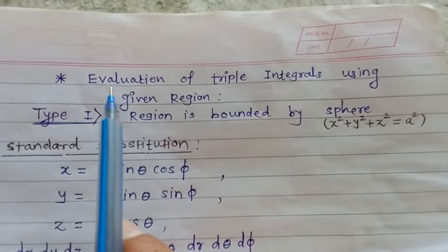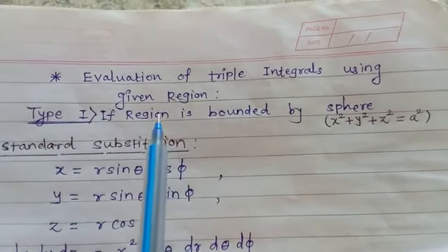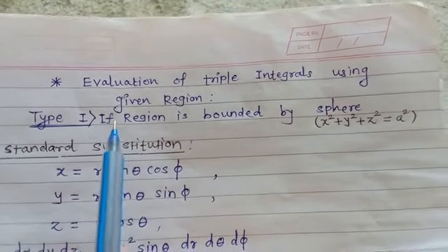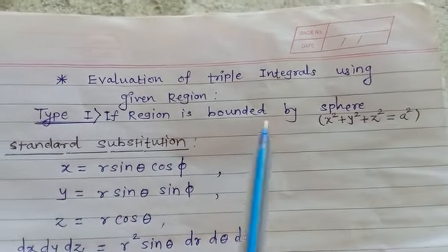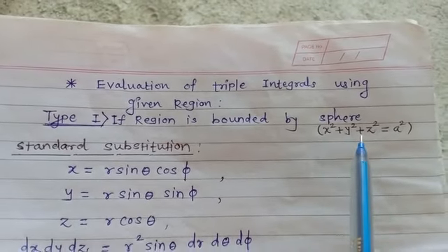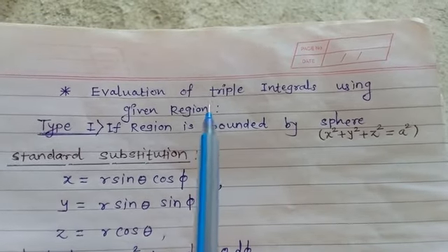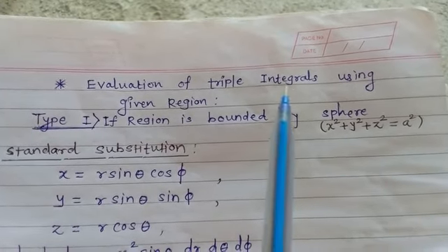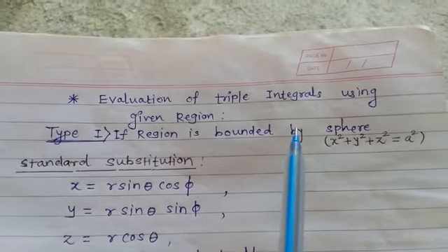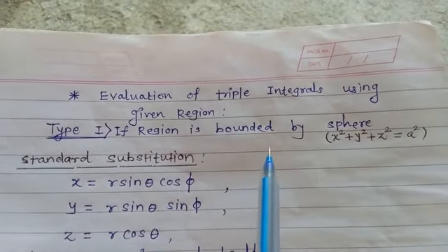Hello everyone. In this lecture we are discussing evaluation of triple integral using a given region. First of all, we are discussing a particular region, that is, if the region is bounded by a sphere, and we know that the equation of a sphere is x square plus y square plus z square equals a square. Sometimes it is not easy to find the value of a triple integral using a Cartesian coordinate system. So at that time we usually convert our Cartesian coordinate system into the polar coordinate system.